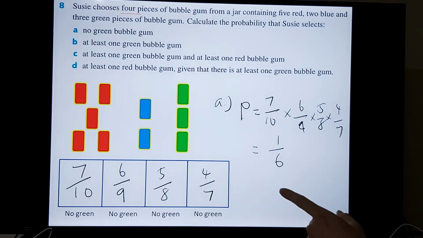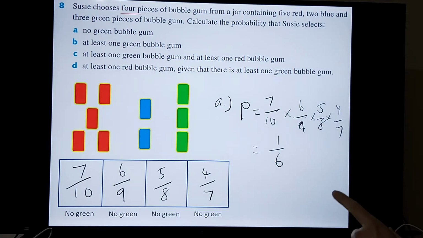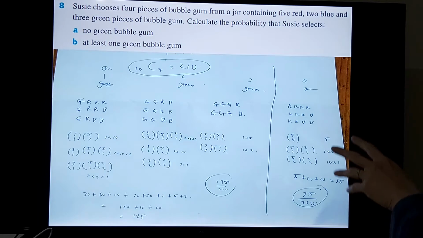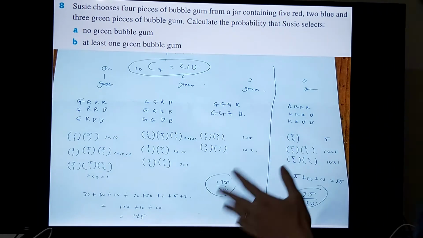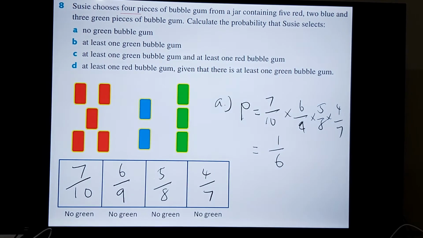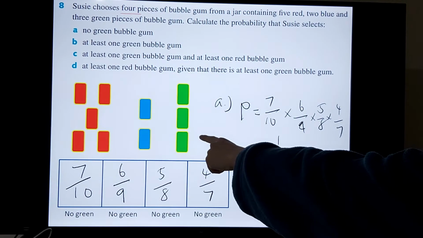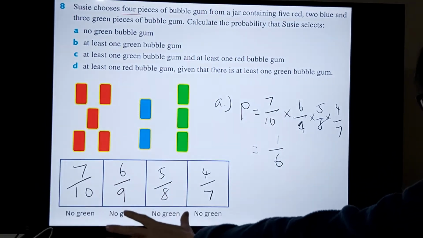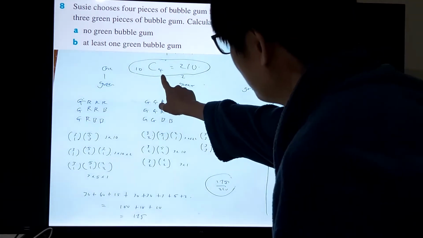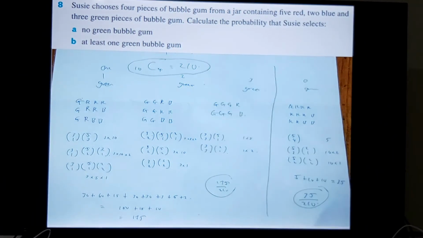Okay, so 5 red, 2 blue, and 3 green. Now, because you are supposed to choose 4 pieces out of 10, right? Total, there are 10 pieces of bubble gum, 5 red, 2 blue, 3 green. So from this 10, you have to choose 4. So what are the total number of selections that you can have? It is 10C4, which is 210.